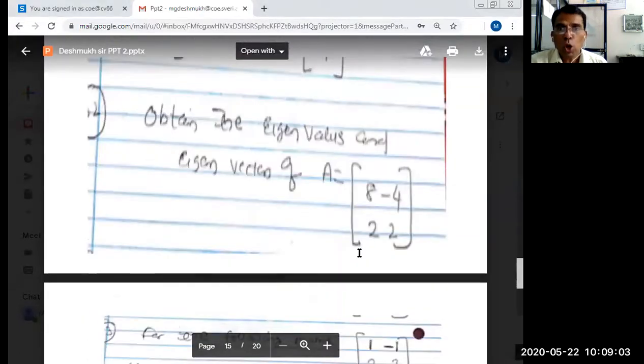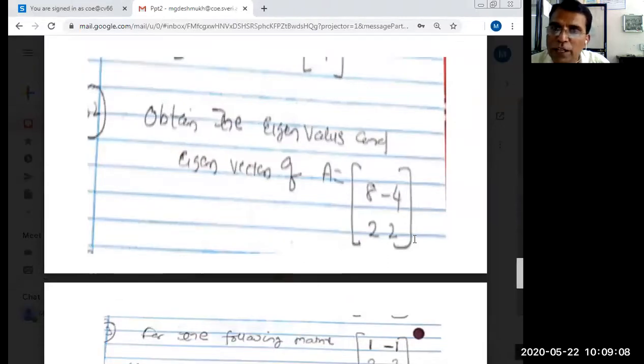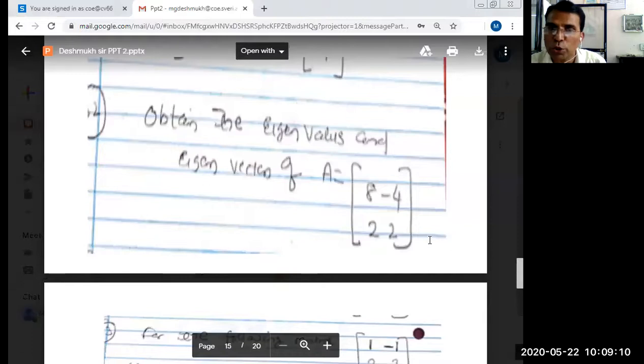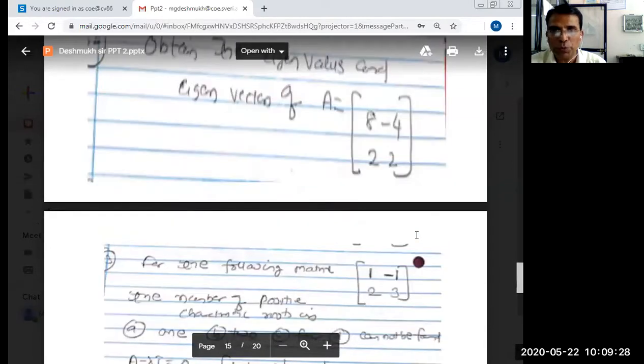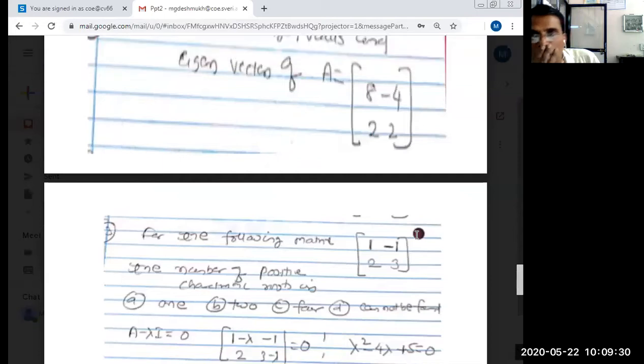Next one. Obtain the eigenvalues and eigenvectors of A is equal to 8 -4, 2. See, you have to do this within 2.76 minutes. That is important here. Try the next one. Obtain the eigenvalues and eigenvectors of 8 -4, 2.